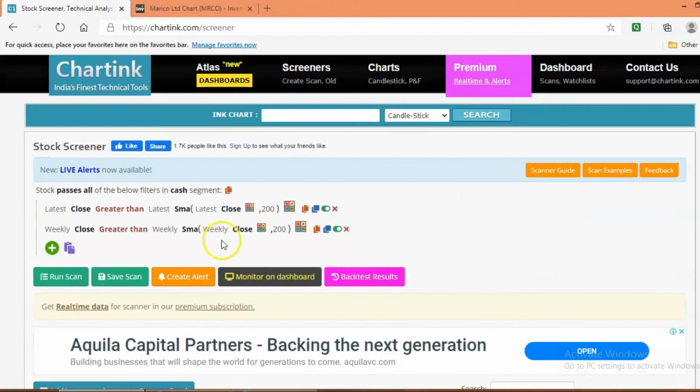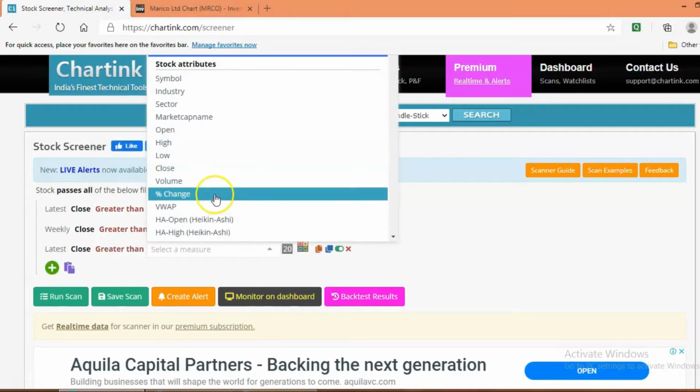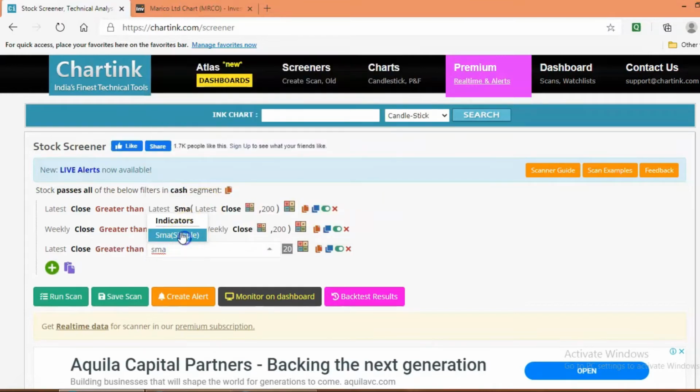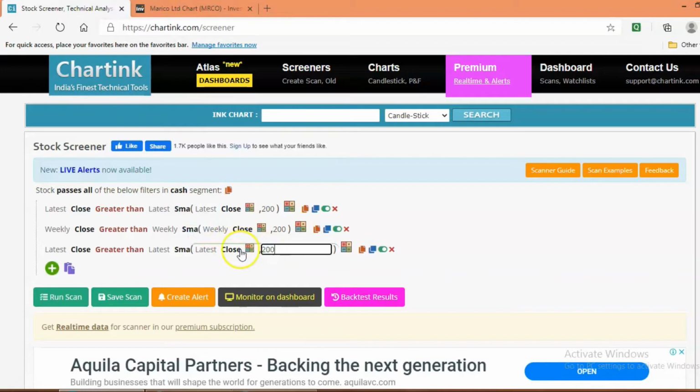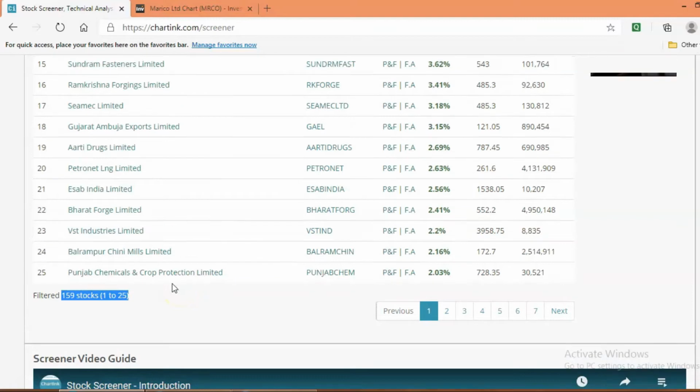Now let's add one more filter, that is, monthly close should be greater than monthly SMA 200. So again greater than SMA, make it 200, change it to monthly. Run the scan again. Now you can see that we are left with only 159 stocks. It's quite simple, right? It will save a lot of time if you use the Chartink scanner.